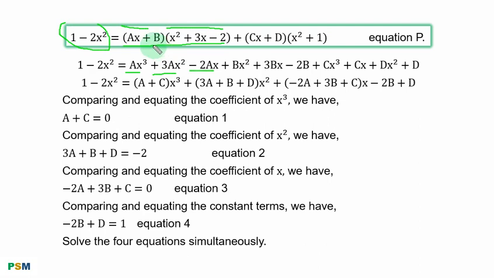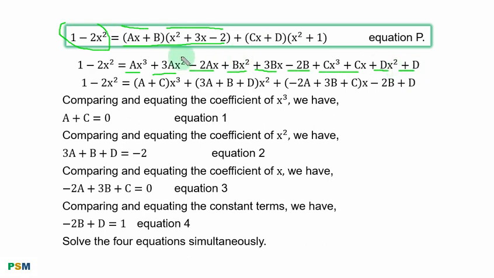You use b times s squared, you have plus bs squared. B times plus 3s, you have plus 3bs. B times minus 2, that is minus 2b. You come here, you use cs to multiply s squared plus 1. You have cs cubed plus cs. Then you use d to multiply s squared plus 1. You have plus ds squared plus d.